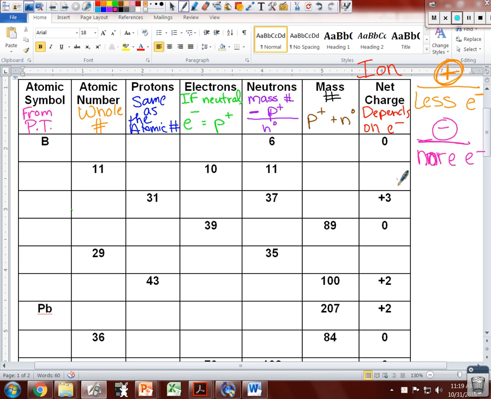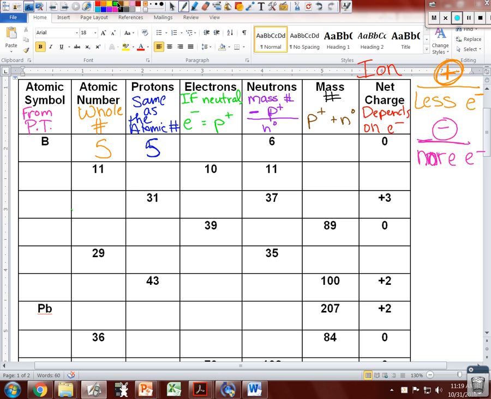So, first of all, who is element B? Boron. So, find boron. What is boron's atomic number? 5. Very good. So, if its atomic number is 5, what else is also 5? Very good. The number of protons. Okay? All right, now looking at the number of electrons.